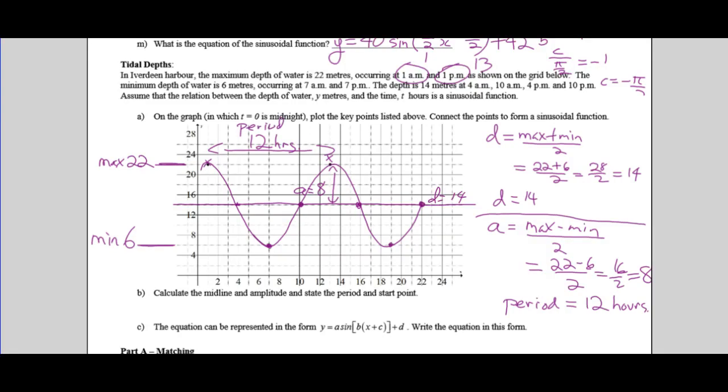Okay, start point, where the curve first starts going up and meets the midline. So here's the midline. At what time does the curve first start going up? 10. So it's 10 comma 14.